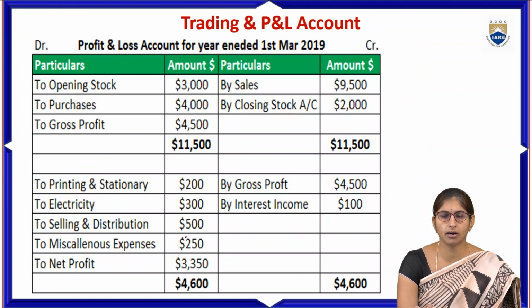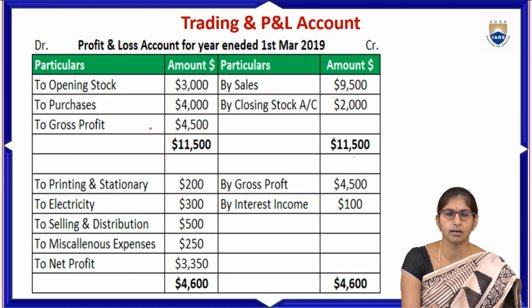Of course, the basic trading account has the opening stock and purchases on the debit side, and sales and closing stock on the credit side. Once we get the total balances here on the debit side, we fall short by 4,500 to make both the debit and credit balances equal in the trading account. So we are going to get a gross profit of 4,500. So the total is 11,500 on the debit side and 11,500 on the credit side.